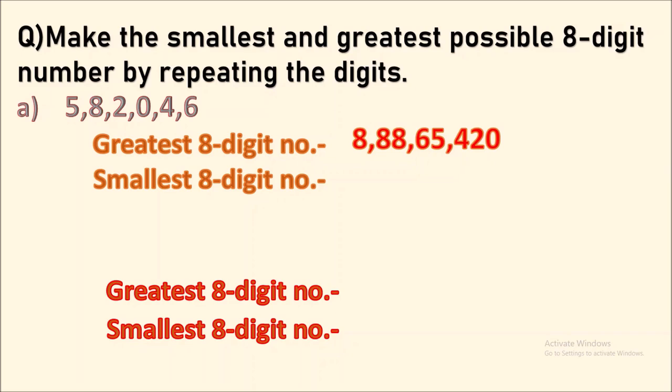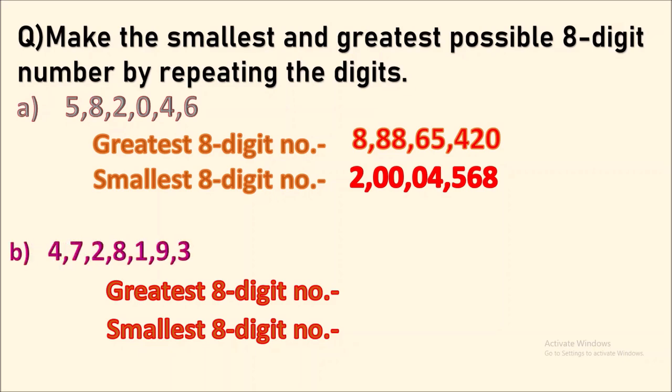8,88,65,420. Here we cannot place 0 at the first place, so the next smallest digit should be at the first place, 2. So then we need to repeat 0, which will be at the second place. So what number will we be getting? 2,04,568 as the smallest 8-digit number.